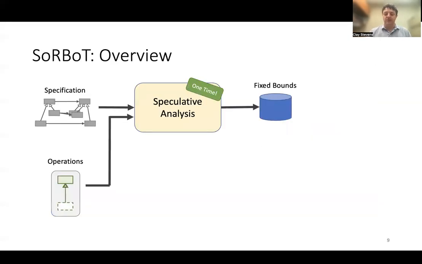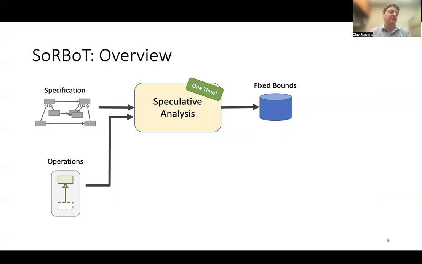So the way we do this is with an approach that we call SORBOT, which stands for Solution Reuse and Bound Tightening. SORBOT is essentially a two-step process. The first is that we take the specification and a formal description of each of the operations that can be applied within that domain, and we perform what we call a speculative analysis of each operation to find out what its ramifications would be upon the specification itself.